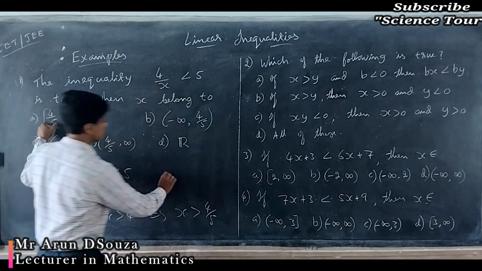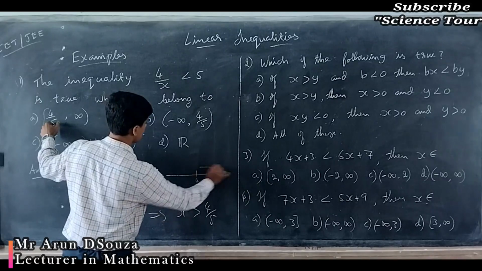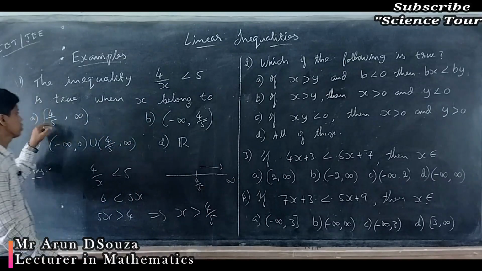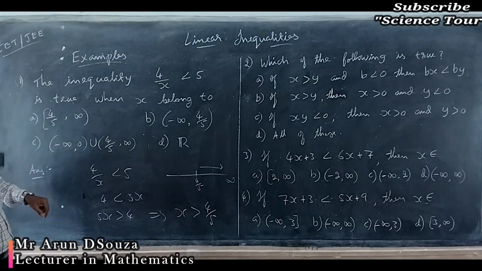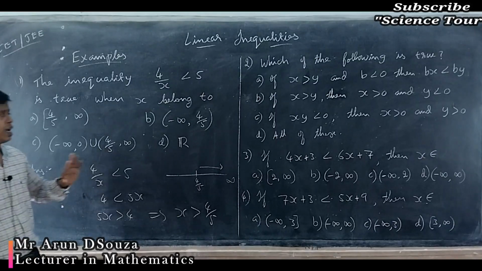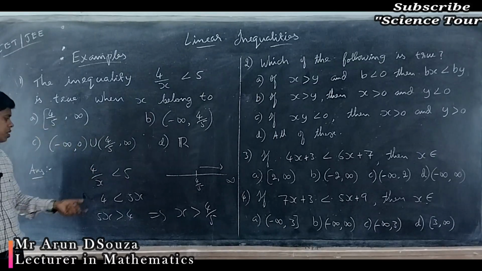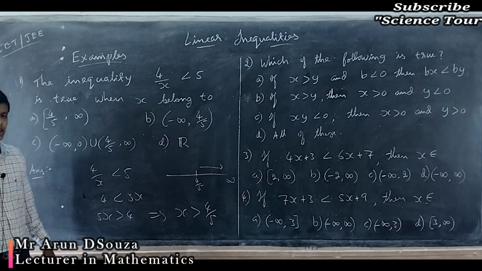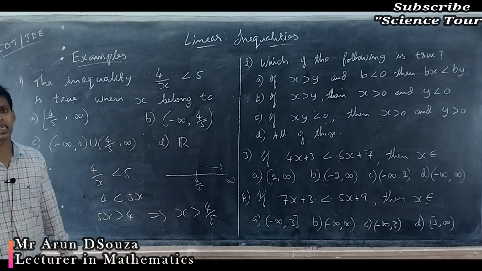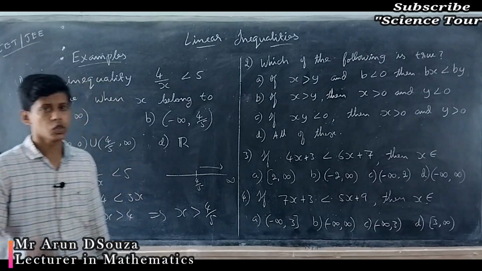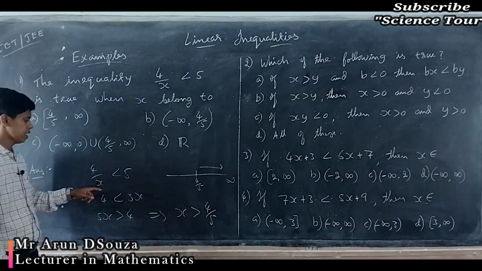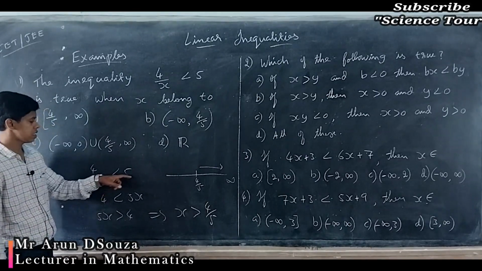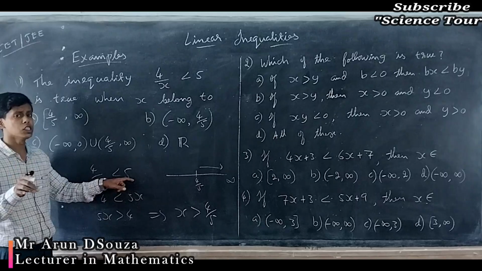So x is greater than 4 by 5 means you have 4 by 5 and that way till infinity, so 4 by 5 comma infinity, that's what you will identify. Correct? And you will say the first option is the answer, but it is not. That's the common mistake most students commit. So what is the right answer here? Understand, when you have taken this x here, what have you assumed?